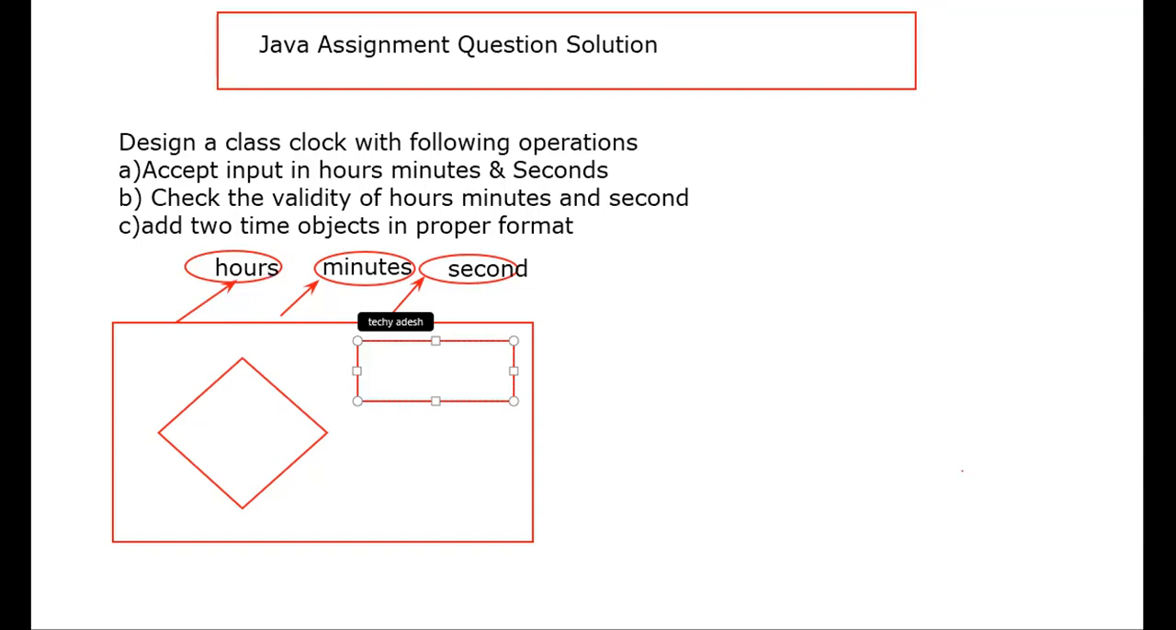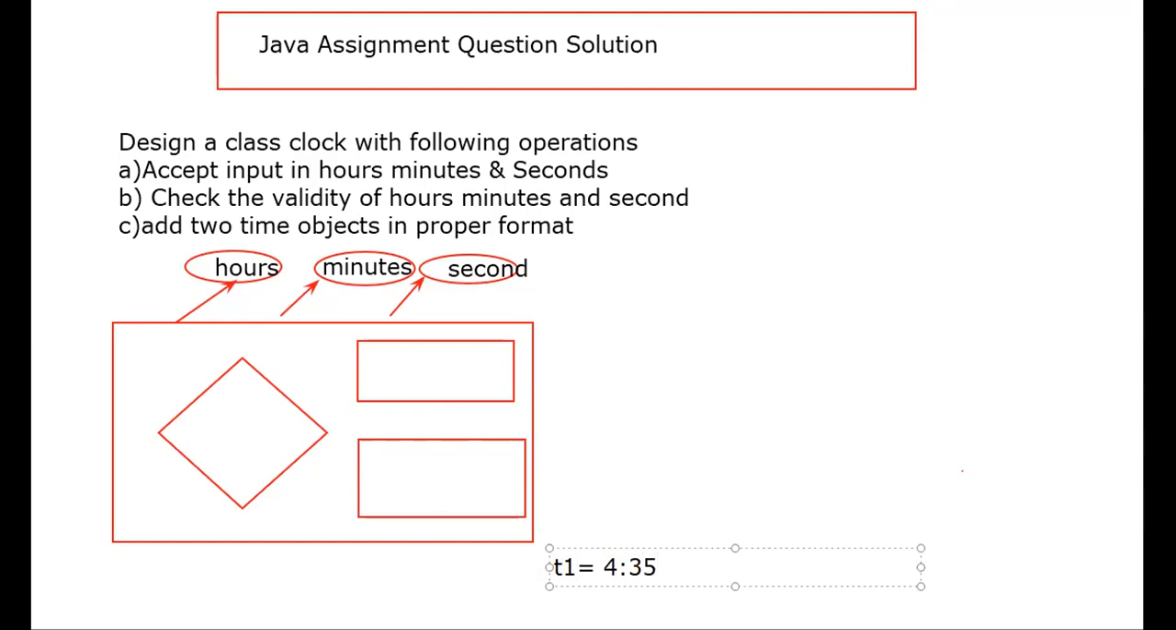Now we have to create another function in which I can add two time objects. Suppose there is a time t1, which is equal to 4 hours 35 minutes and 25 seconds, and there is another object t2, which is 3 hours 45 minutes and 20 seconds. So this function will add two time objects. How will it do that?